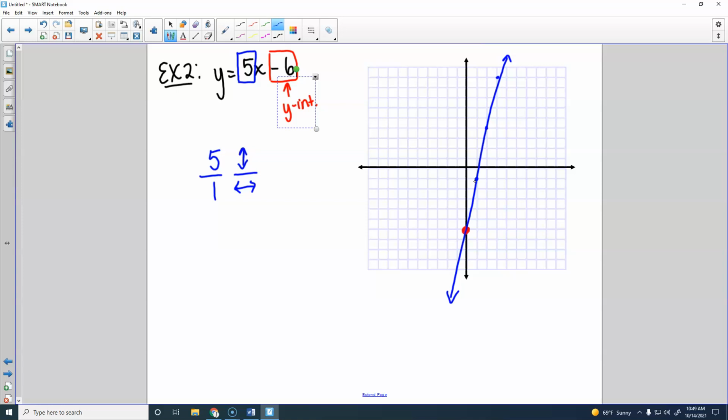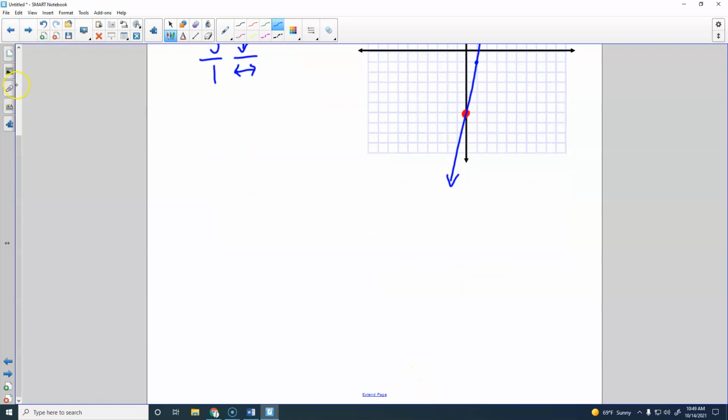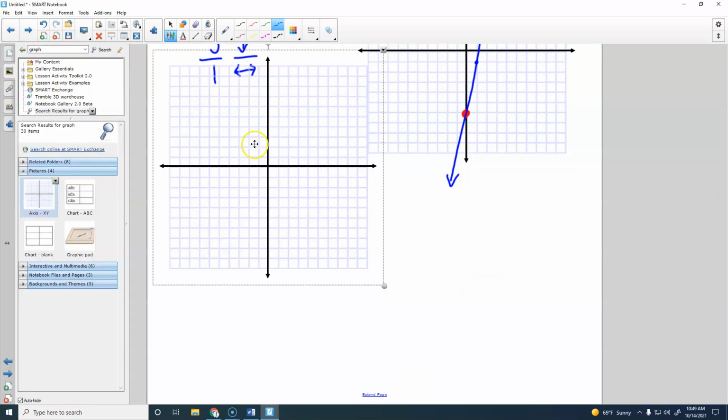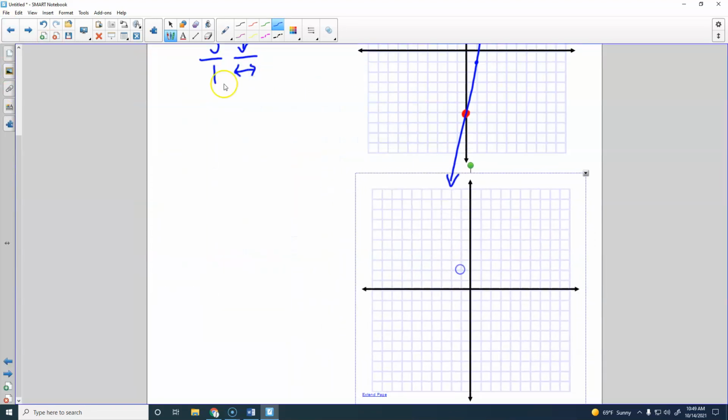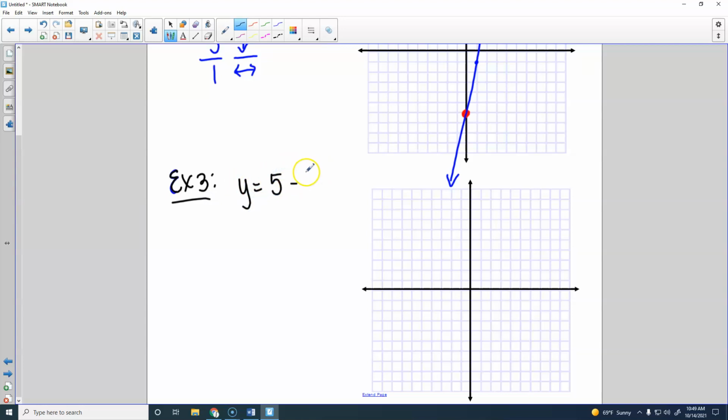Questions? All right, let me give you another one. Let's do example 3. Let's do y equals 5 minus 4 thirds x.